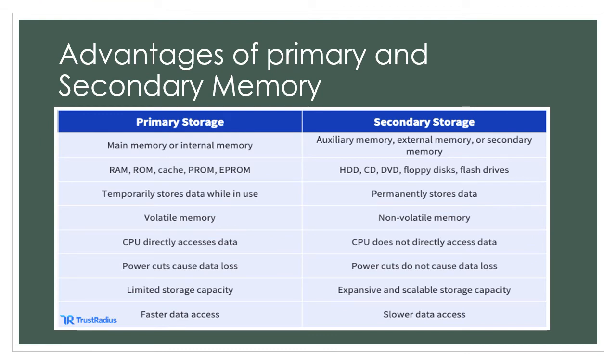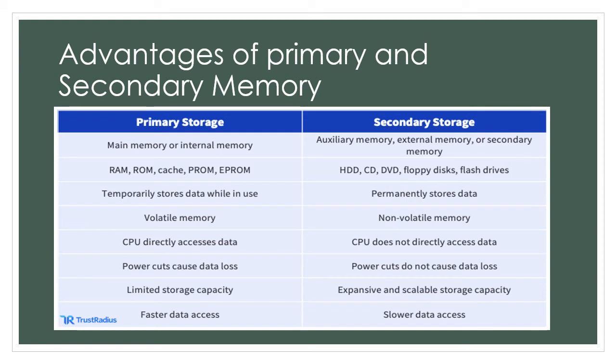See some differences between primary and secondary memory. Primary memory we call main memory or internal memory. Secondary memory we call auxiliary memory or external memory. In primary memory, RAM and ROM are present. In secondary memory, CD, DVD, hard disk. So primary memory temporarily stores data while in use.